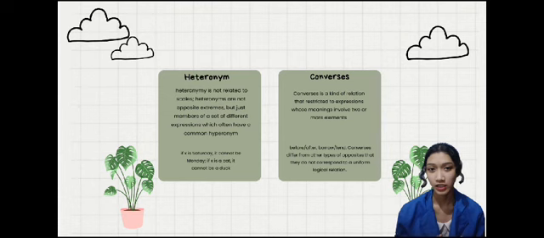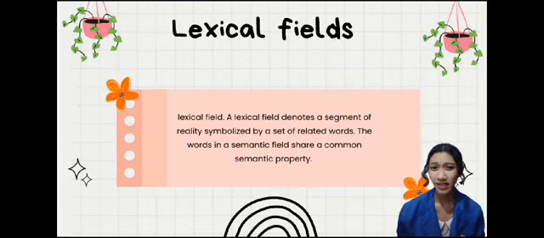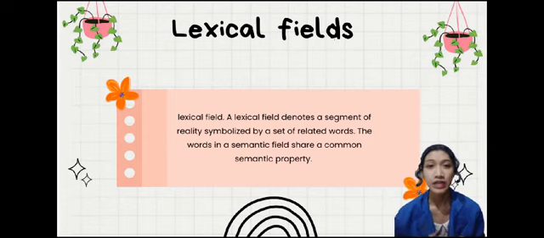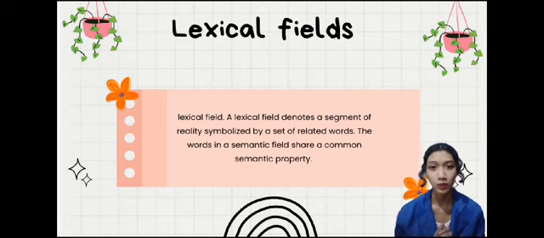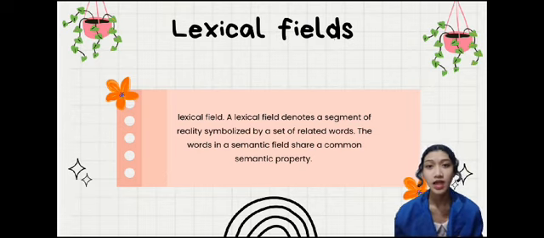uniform logical relation. Lastly, the definition of lexical field is that it denotes a segment of reality symbolized by a set of related words. The words in a semantic field share common semantic properties. It contains three parts. There are small fields, taxonomies, and meronyms.